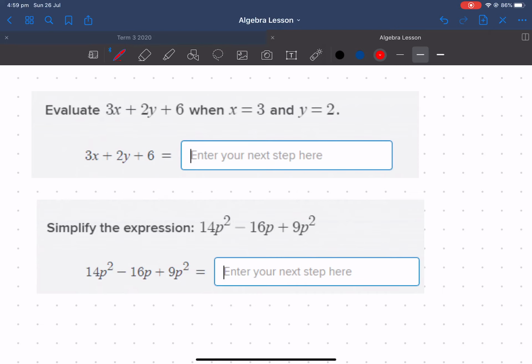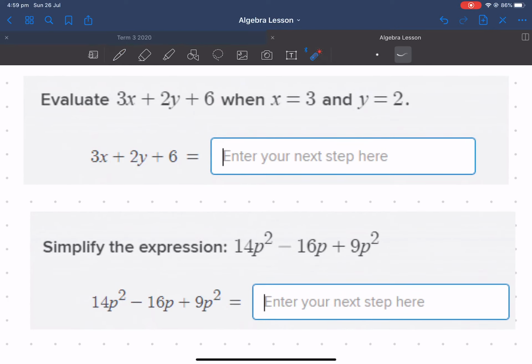The first one is about substitution. So that's when you're given an expression and then you're given the actual value of x and the value of y. So what that means is this expression, which was just simplified fully, I couldn't bring anything else together, I can't add x's and y's because they're different. Now I can put in 3's instead of my x's and 2's instead of my y's, and I can actually get an answer here.